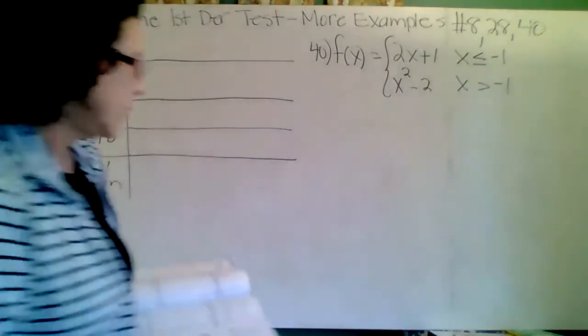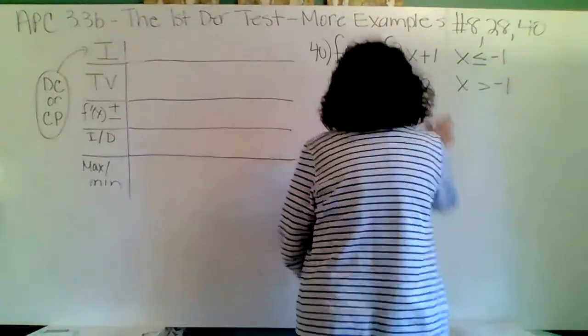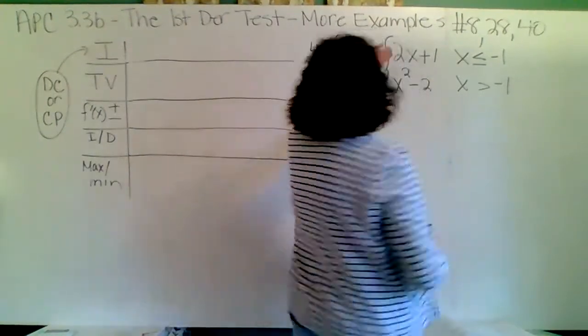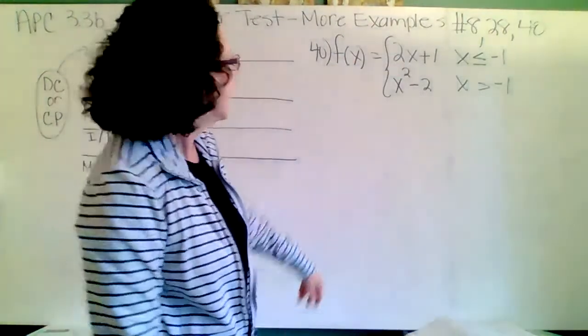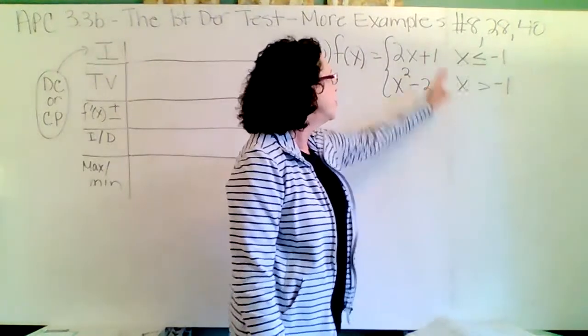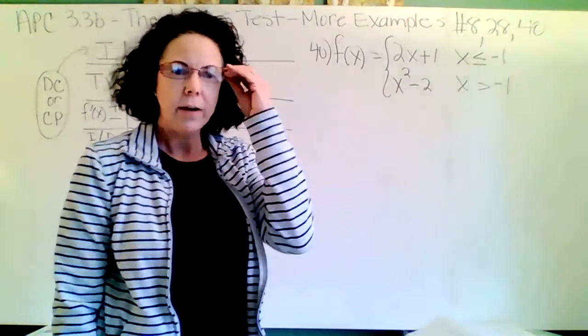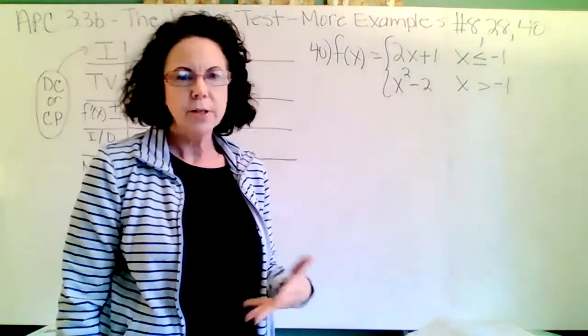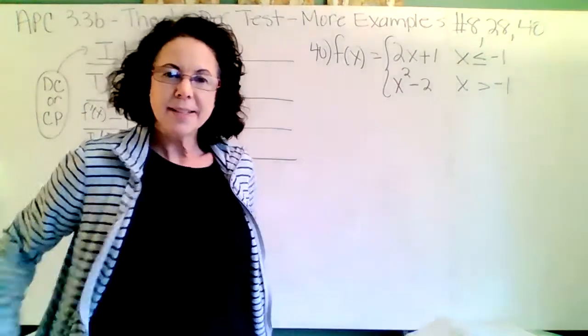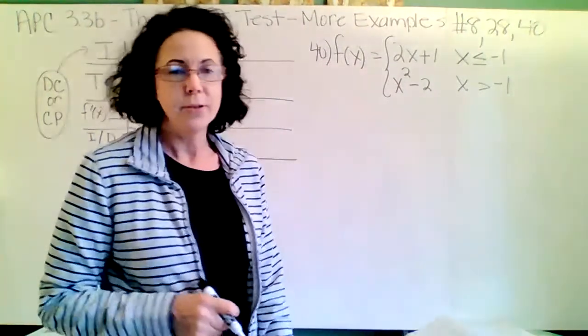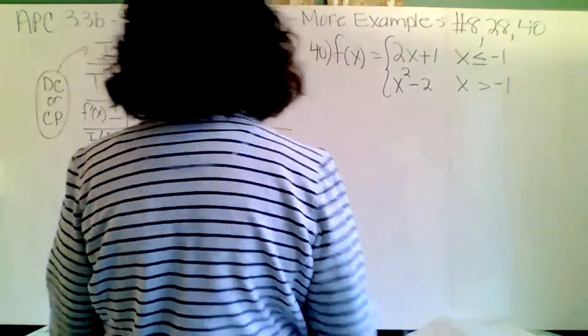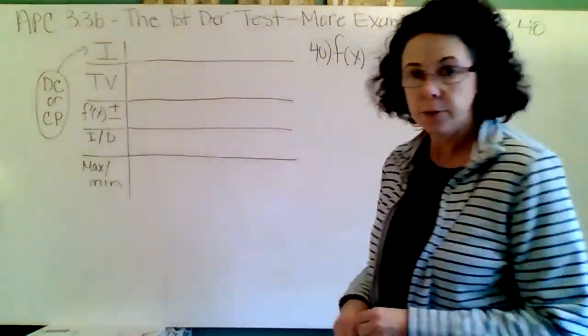And really, when you think about it, if you needed to, you could graph this, right? This line 2x plus 1 and that parabola x squared minus 2. Without a doubt, you could graph this to help yourself out, see where it's increasing or decreasing, max or mins. But we're just going to go ahead and do the algebra. So let's take a look, first of all, any discontinuities.